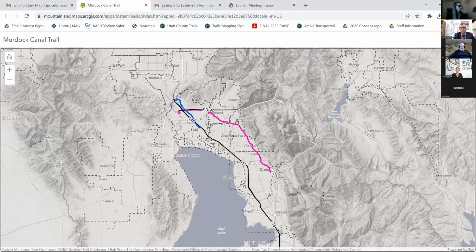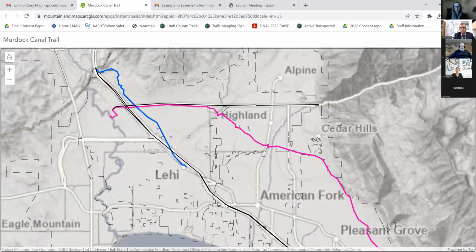Now, if you can see where my cursor is down in Orem, right at the southern end of the trail, from this point up to SR 92 in Highland, it just about intersects State Route 92 or the Timpanogos Highway, if that makes more sense to you.